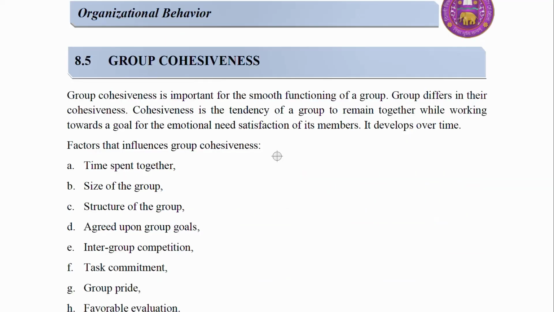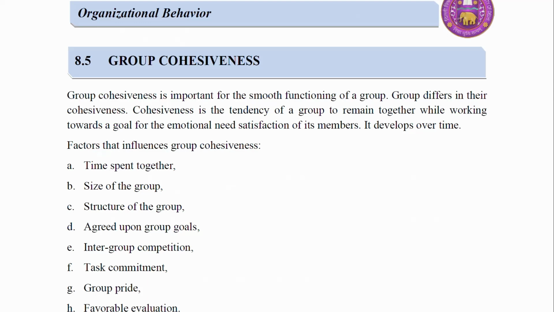8.5 Group cohesiveness. Group cohesiveness is important for the smooth functioning of a group. Groups differ in their cohesiveness. Cohesiveness is the tendency of a group to remain together while working towards a goal for the emotional need and satisfaction of its members. It develops over time.